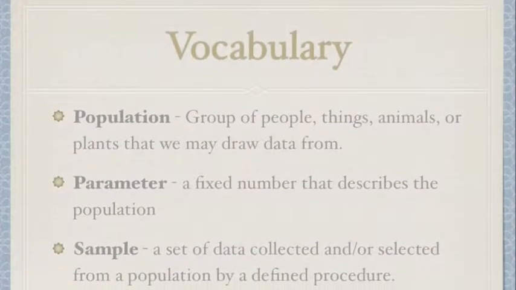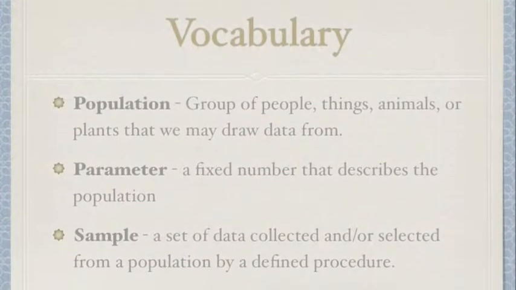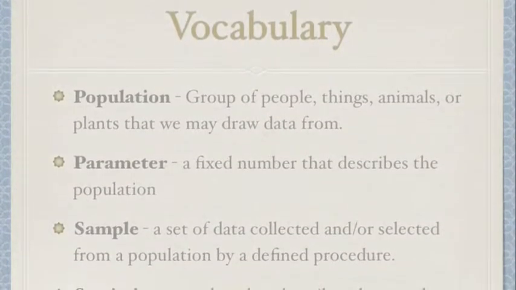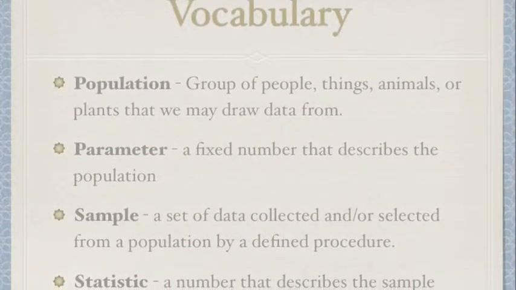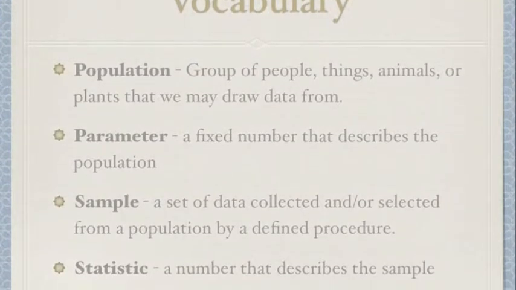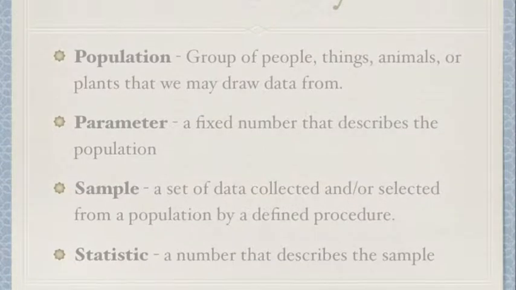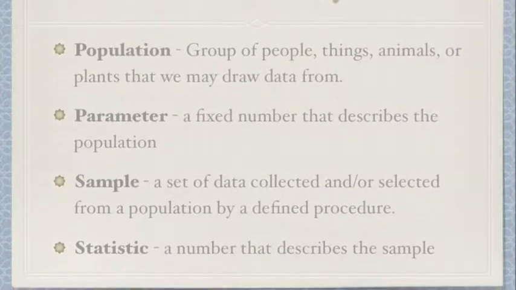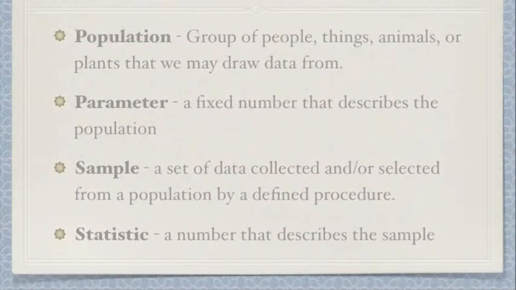First, we're going to talk about some vocabulary. The first word is population, and that's a group of people, things, animals, or plants that we may draw data from. And then parameter is a fixed number that describes the population. Sample is a set of data collected and/or selected from a population by a defined procedure. And statistic is a number that describes the sample.